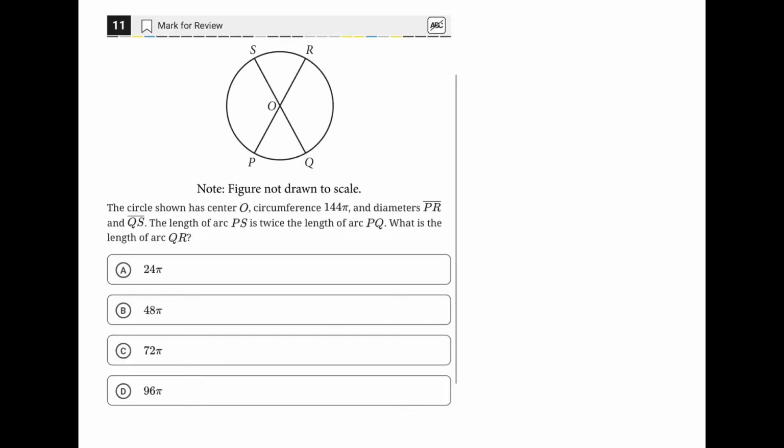The circle shown has center O, circumference 144 pi, diameters PR and QS, and then it has some ratios for the lengths of arcs. The length of arc PS is twice the length of arc PQ. And it turns out that these are all equal to each other, across from each other, so I can mark it up like this. So if my entire circumference, the distance all the way around, is 144 pi, I can set it equal to all of these added together. So that's x plus 2x plus 2x.